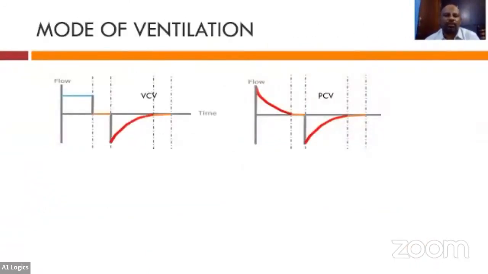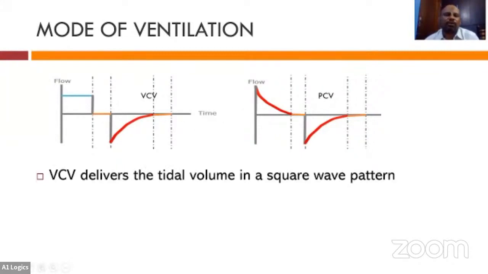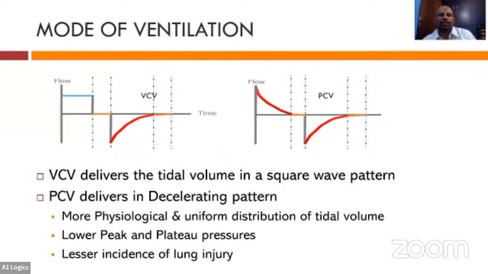As you can see here, we have a flow time graph for VCV and PCV. Volume control ventilation delivers tidal volume in a square wave pattern. That is, it will generate a positive pressure in the airway, sustain it for some time, and once the flow and the volume has occurred, it will terminate it. But when you look at PCV, it is a decelerating pattern. At the early part of inspiration itself, it will deliver more gas into the alveoli and slowly it will come down.